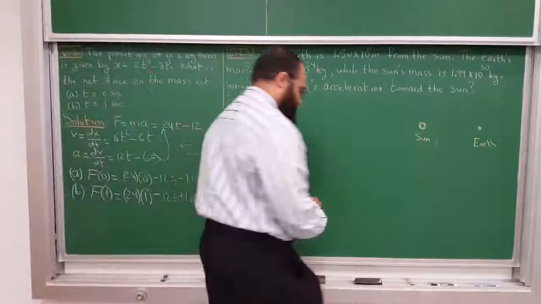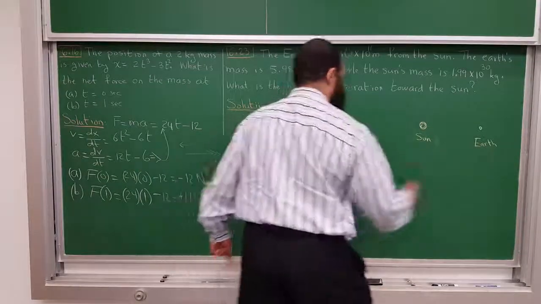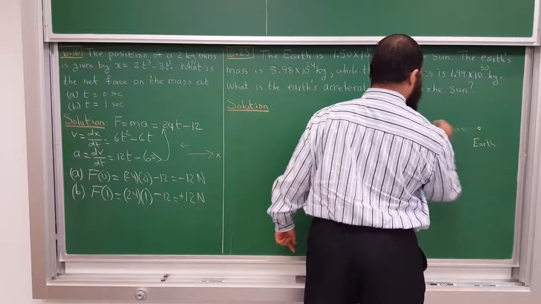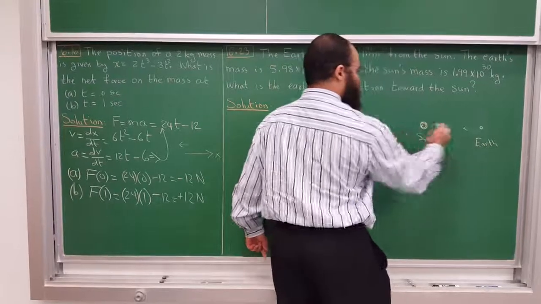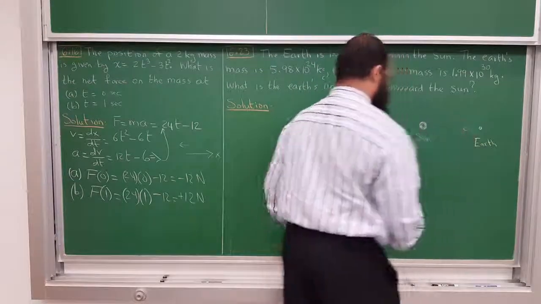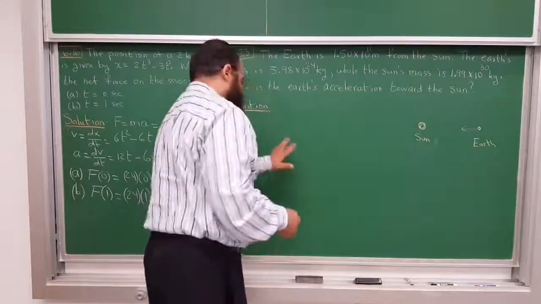The gravitational force on earth due to the sun, the gravitational force is always pulling. So the sun pulls the earth toward itself. It's always along the line that connects the two objects. So let me go to the next board here and then come back to this one.